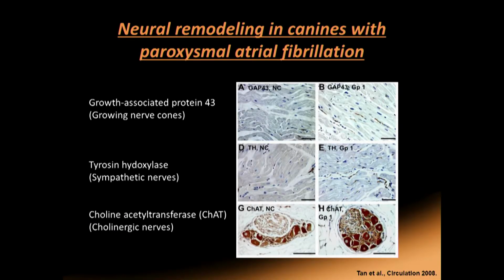Here is, for example, one study looking at different parameters of autonomic nervous system structures, like GAP43, a parameter for nerve sprouting, tyrosine hydroxylase, a parameter for sympathetic fibers, and choline acetyltransferase for parasympathetic fibers. This study investigated in how far atrial fibrillation in dogs can have an impact on neural remodeling processes, and they found that atrial fibrillation itself can increase nerve sprouting into the left atrium and can increase the occurrence of sympathetic and parasympathetic fibers.